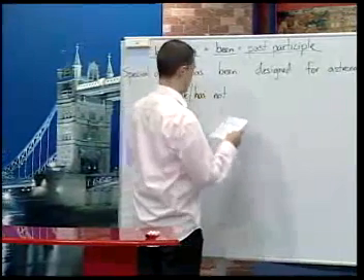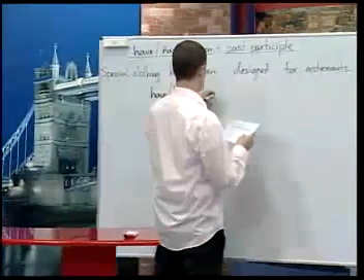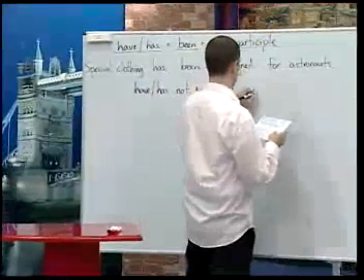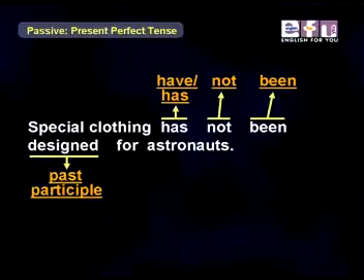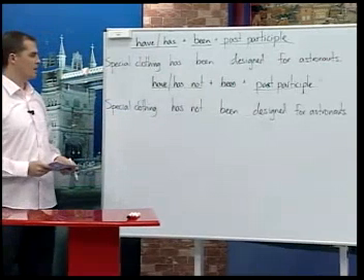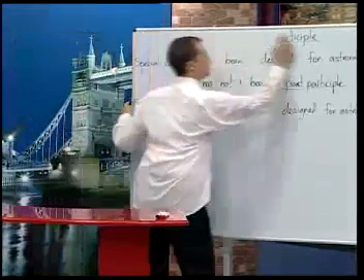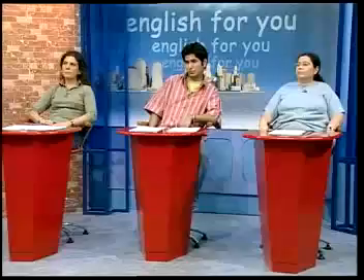Has not, plus been, plus past participle. So, for example, special clothing has not been designed for astronauts. Special clothing has not been designed for astronauts. Okay, let's take this off the board and have a look at yes/no questions.